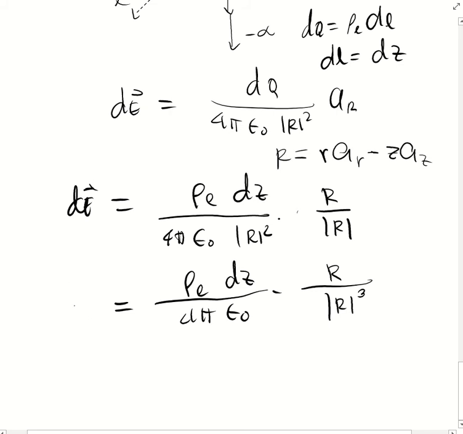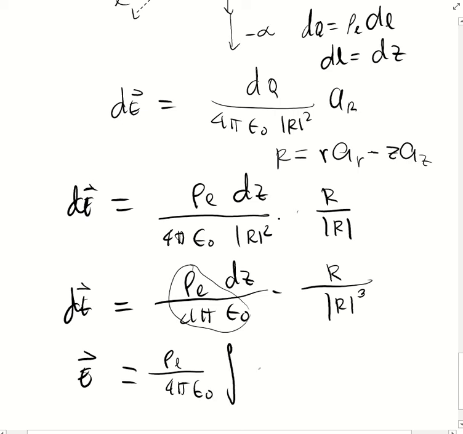Ano yung magiging magnitude niyan? So, dE, integrate na natin. So, ito E, this will be the integral. Constant naman tong part na to, so pwede natin ilabas rho L over 4 pi epsilon naught. And matitira dito will be dz times yung R, which is R aR minus Z aZ, all over yung magnitude niya is square root of R squared plus Z squared.